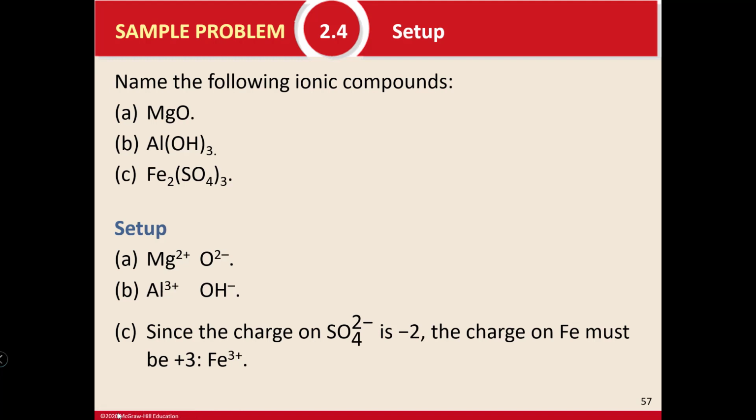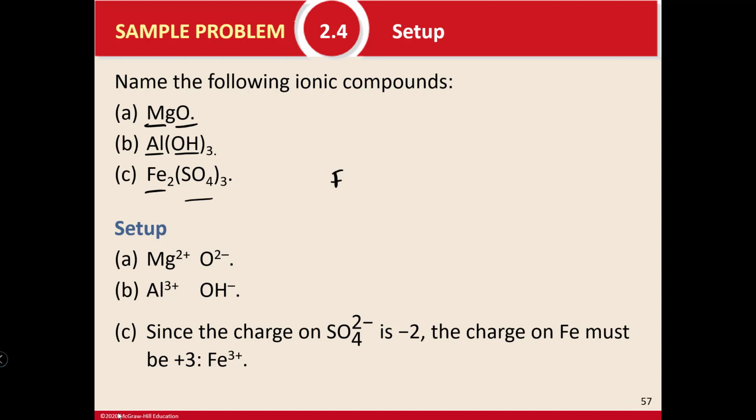Okay, so the first one, the metal is out of group 2. Oxygen's out of group 16, so we just say magnesium oxide. That's the name of it. Name the metal by its full name, change the nonmetal to an IDE ending: magnesium oxide. The next one is aluminum, 3 positive. OH is a polyatomic ion with a -1 charge called hydroxide. This is aluminum hydroxide.